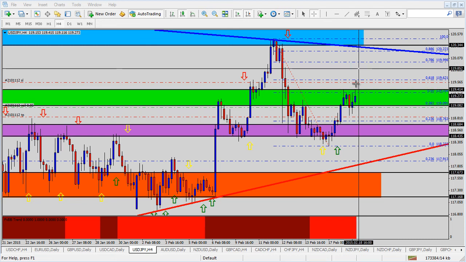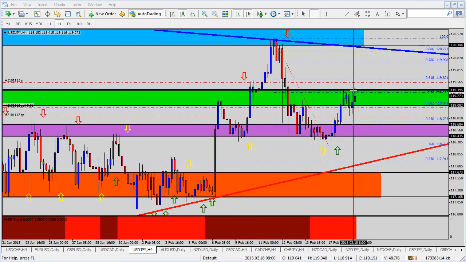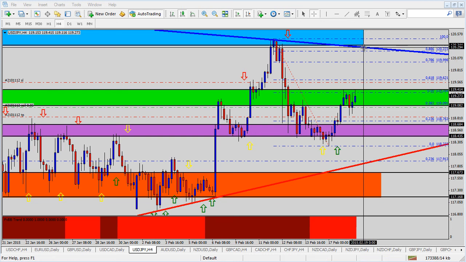Any push above here, of course, I'll want to be out of it, because if it breaks above the green zone, easily looking for it all the way back up to the blue shaded area and into the mid to low 120s up here at the top of the chart.